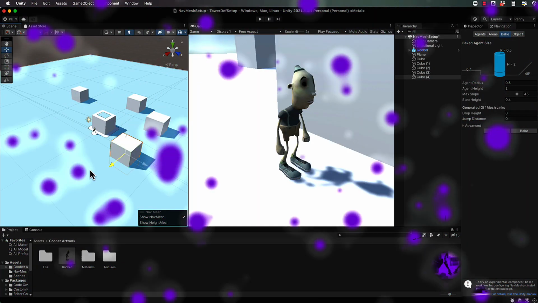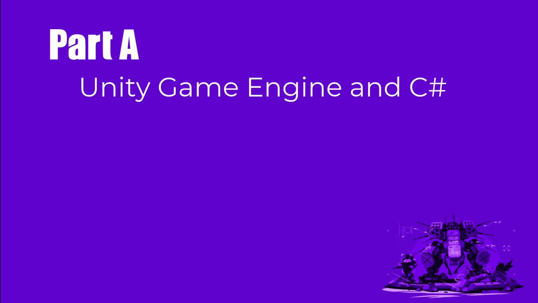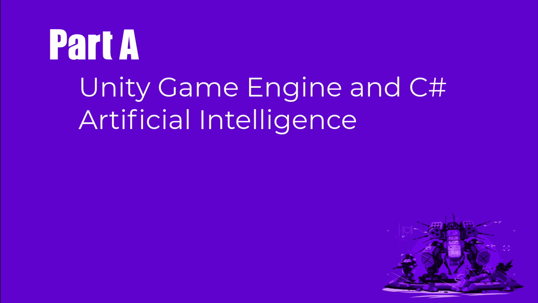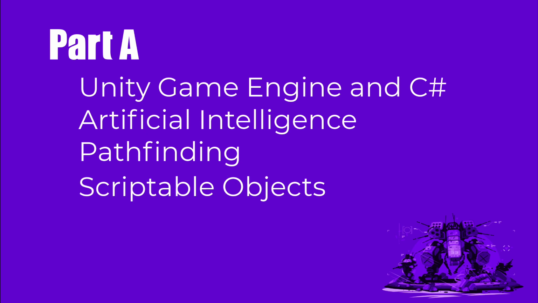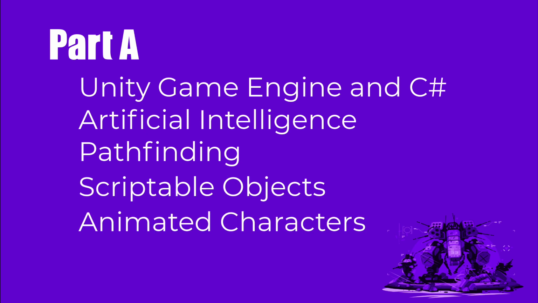In part A, I will take you through the construction of a tower defense game in the Unity game engine right from the very beginning. We will begin to investigate the artificial intelligence and pathfinding, scriptable objects, and the setup and use of animated models in the construction of tower defense levels.